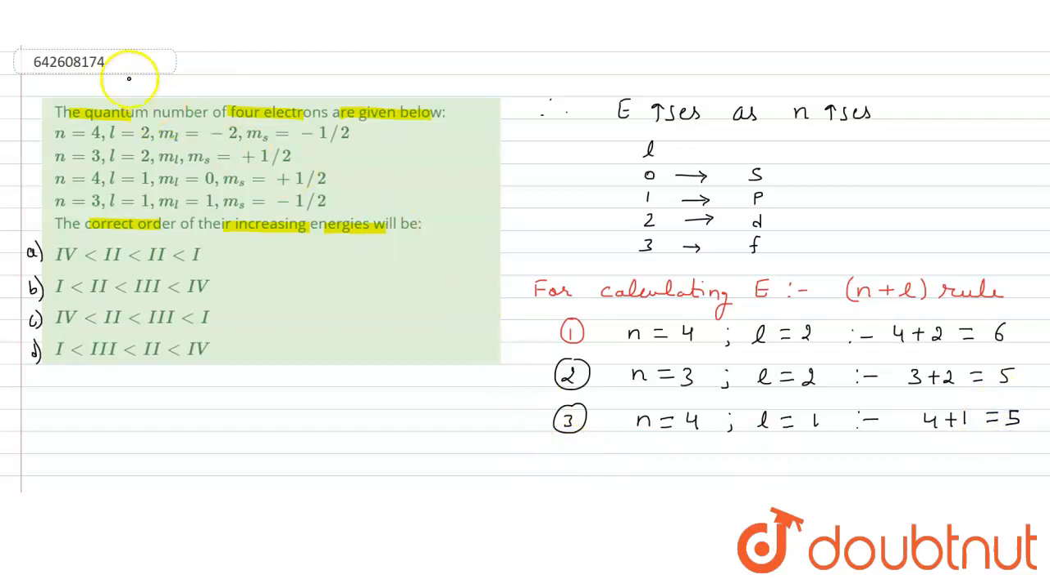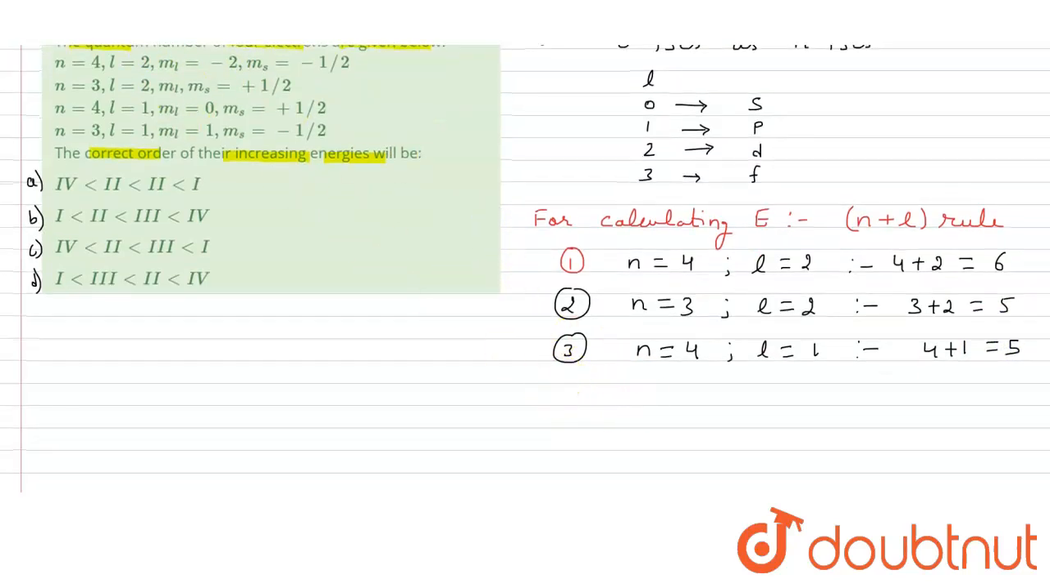If I talk about the fourth one, the value of n is equal to 3 and the value of L is equal to 1. For this, the energy comes out to be 3 plus 1, that is equal to 4. From this data, I can see that the lowest energy will be of this one and the highest of the first one. But in this case, the second and third have the same value of energy.